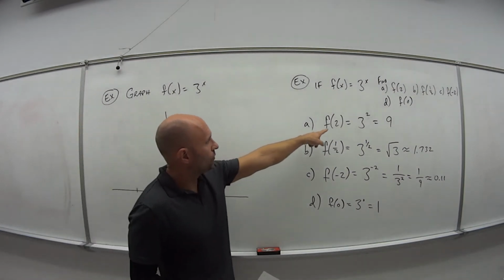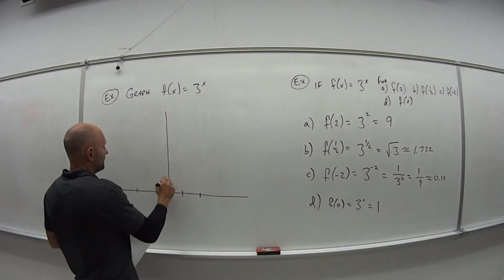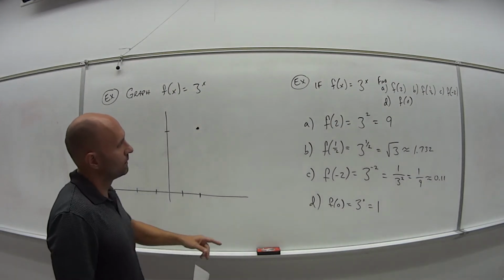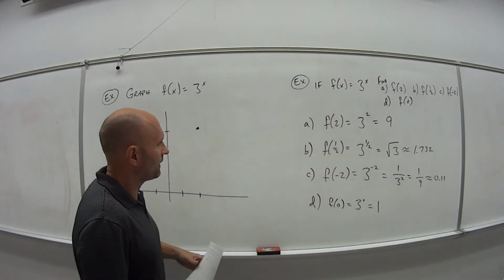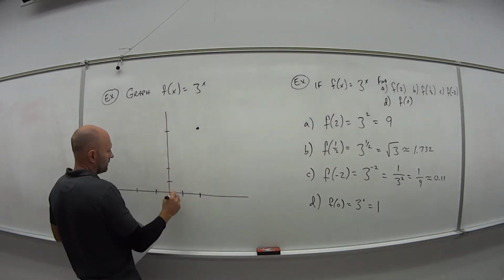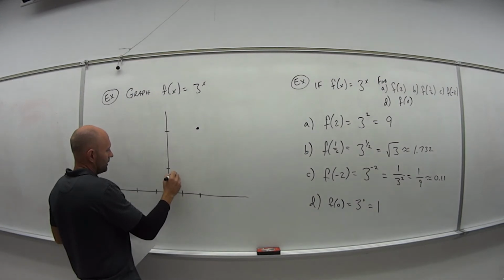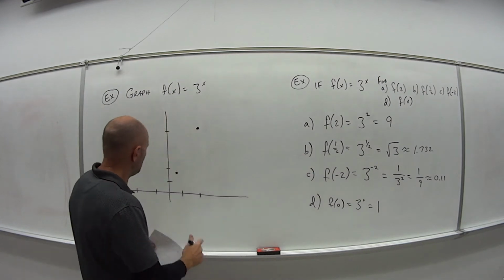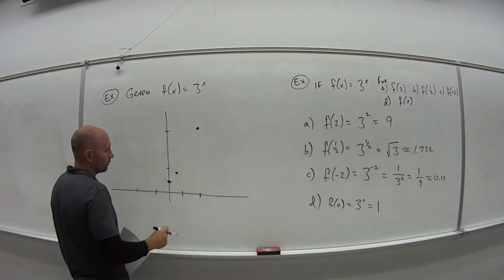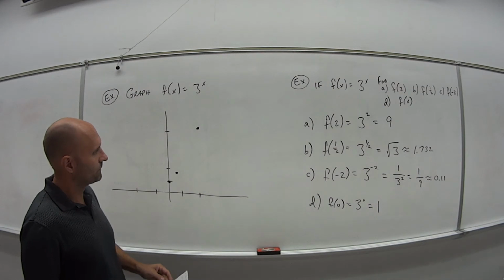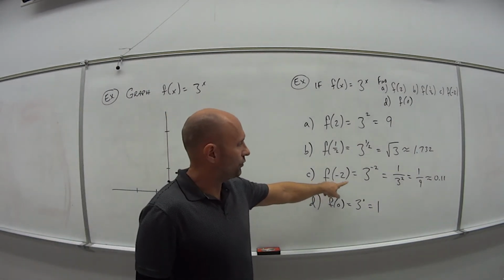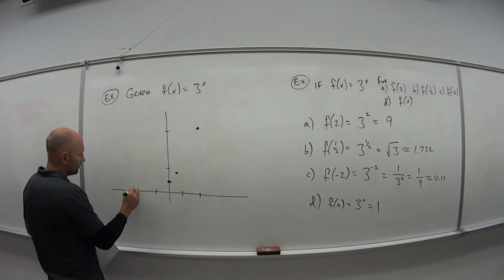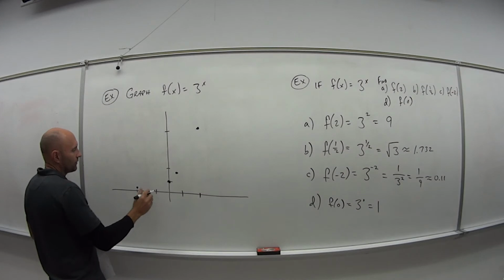when x is 2, our value for the function is 9. So way up here. When x is a half, our value is about 1.7. So somewhere about here maybe. When x is 0, our value is 1, as it always will be if we don't have any horizontal or vertical shift to the function. And when x is negative 2, our value is about 1/10. So somewhere down here. So what does this thing look like?